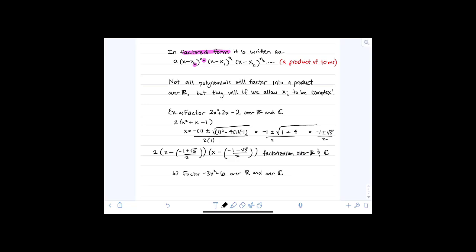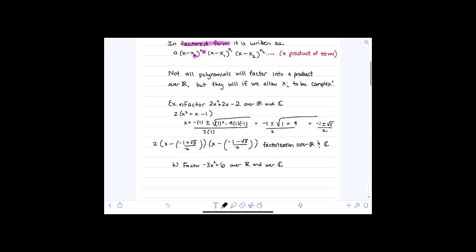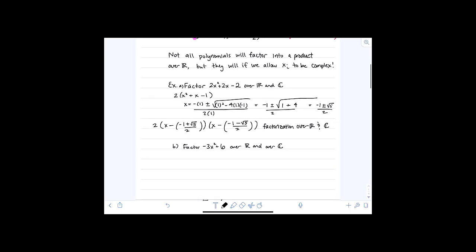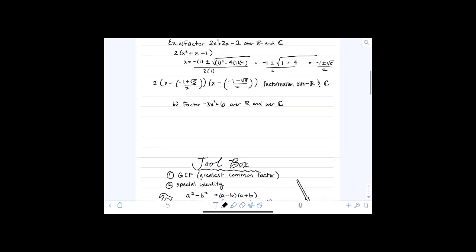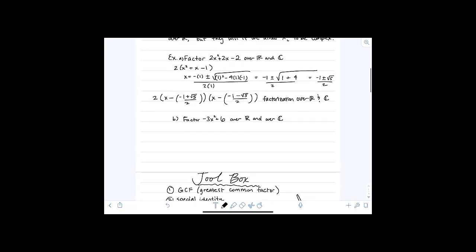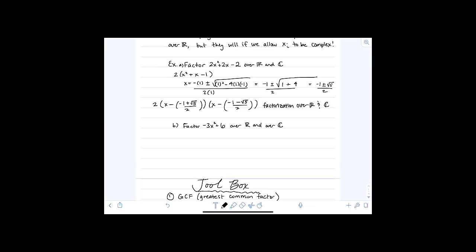Okay, so we just learned the lesson that when something factors completely over R, that is the factorization over C, and that's just because the real numbers are just a subset of the complex numbers. Okay, so once again, when something factors over R, that's also the factorization over C. Okay, so let's take a look at this quadratic. Let's see if maybe the factorization is a little bit different.